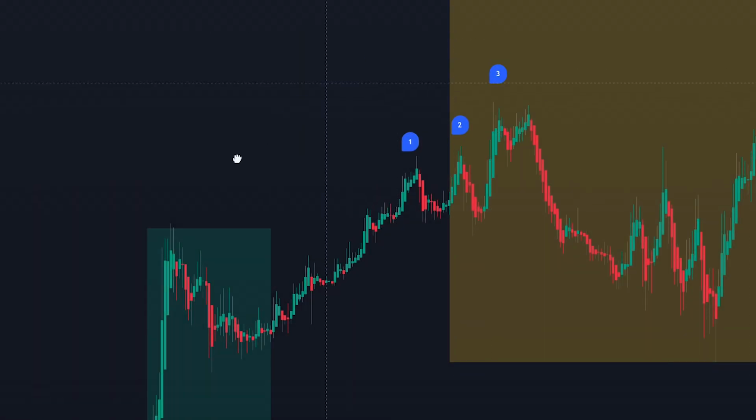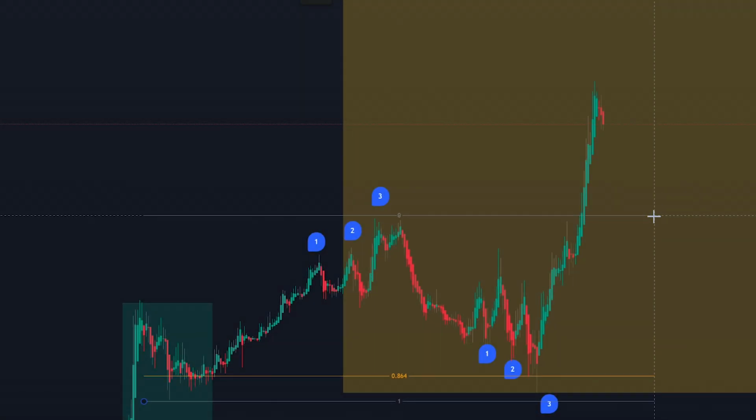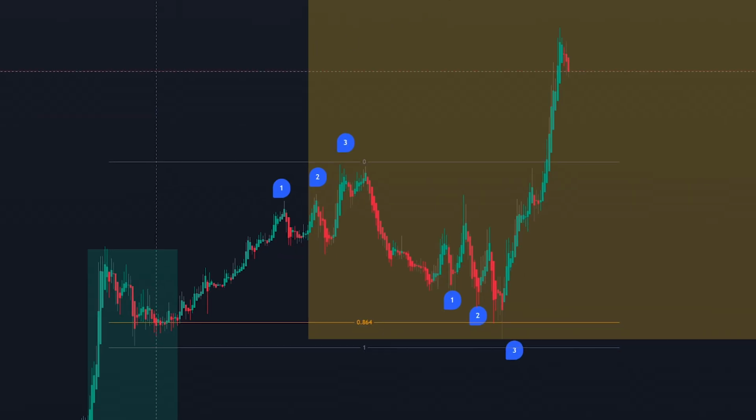Even right now, near the current price, as you can see, the market formed another 123 pattern together with a hook, and then pushed up very strongly. So that's how powerful this strategy really is. I hope you use it in your trades and find success with it.